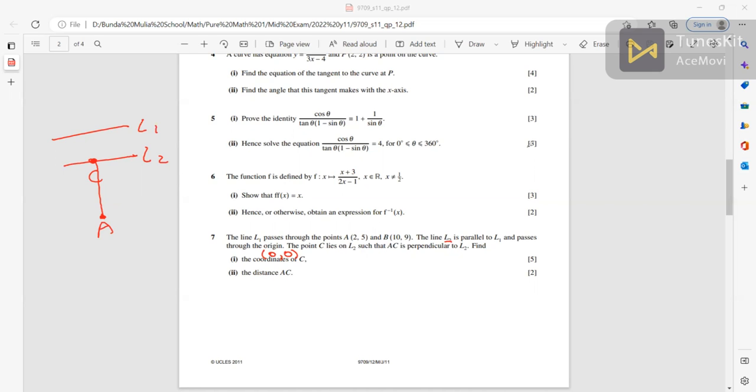So we have to find the gradient first. The gradient from AB, this is M1, the first gradient: 9 minus 5 over 10 minus 2. So I got 4 over 8, or 1 over 2. And then it says parallel, so for L2, the gradient is also half.